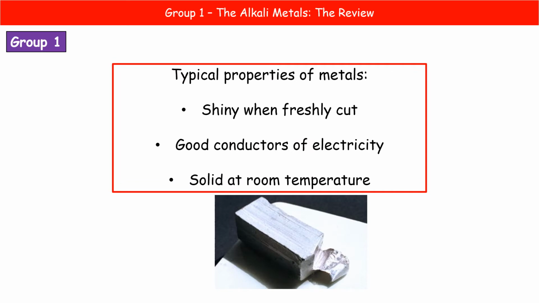They are called the alkali metals, and this is not a lie in the name. They are still metals. Therefore, they have typical properties of metals. They are shiny when freshly cut, they are good conductors of electricity, and they are solids at room temperature. So typical metal properties there: shiny, good conductor of electricity, and solid at room temperature.